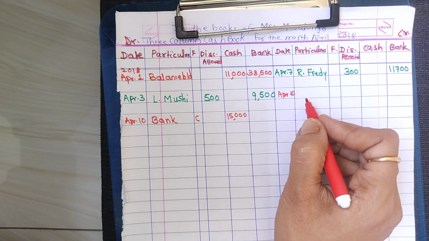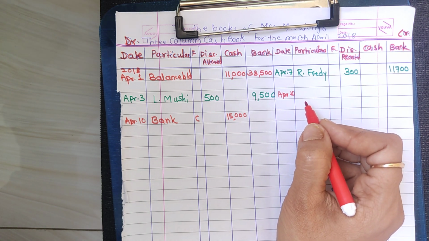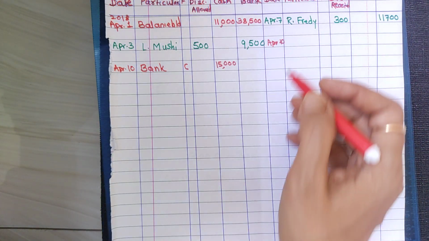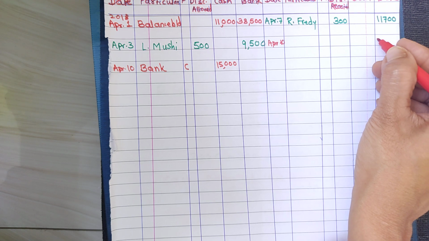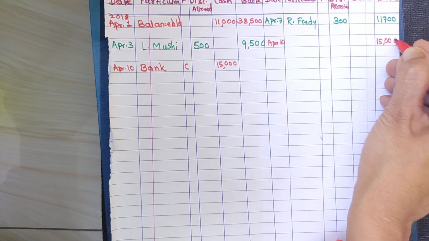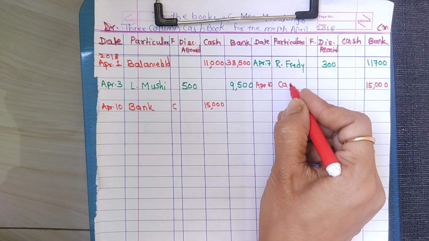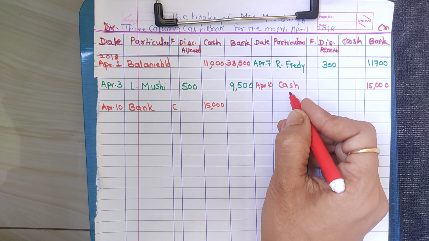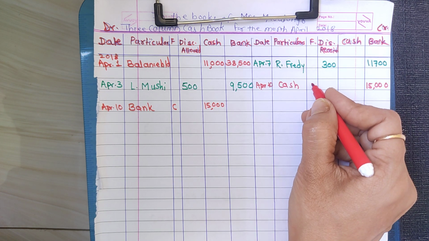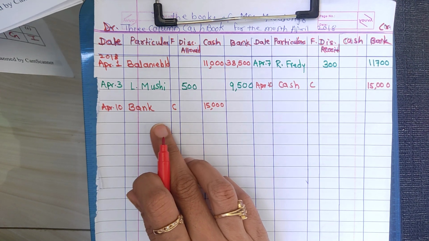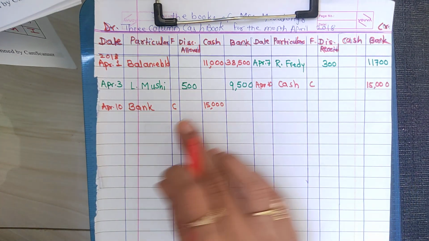And now on the credit side, see which account is credited when the cash is withdrawn? Credit is the bank column, right? So on the credit side, in the bank column write down 15,000. When you are writing in the bank column, write in the particulars the word cash, that is the account which is debited. Write in the folio C. Okay, so you can see the entries: the same transaction has an effect in the same account on both sides, debit here, credit also here.